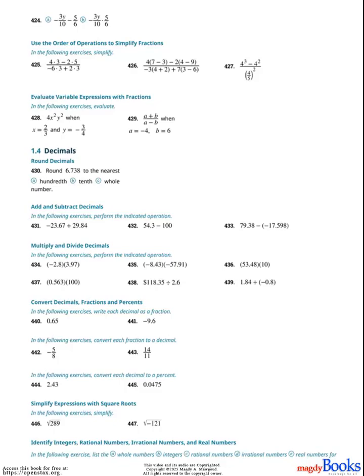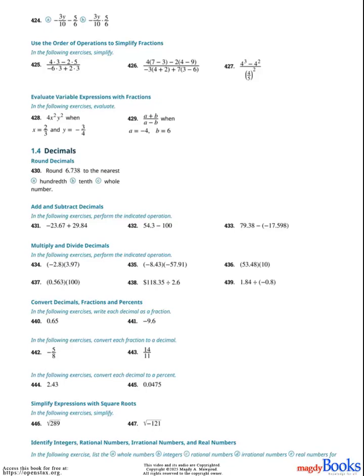1.3.4. Use the order of operations to simplify fractions. In the following exercises, simplify. 425. (4.3 − 2.5) divided by (−6.3 + 2.3).